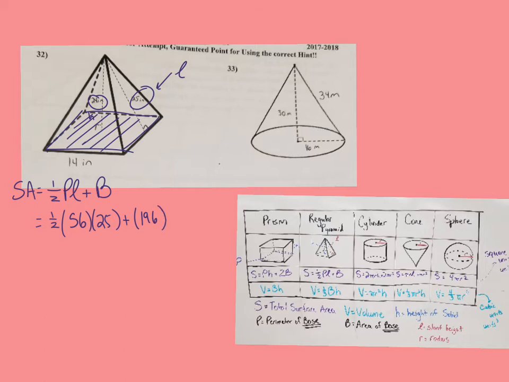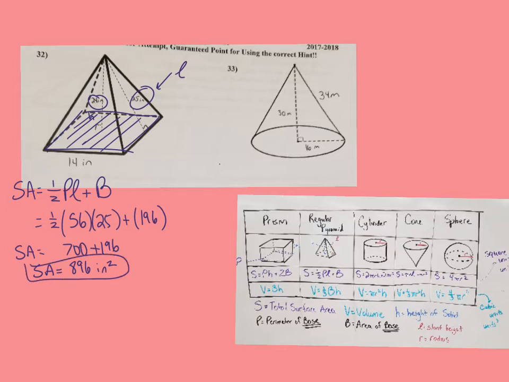All right. Now, I'm just going to put that in my calculator. So I'm going to end up with surface area is equal to 700 plus 196. So my surface area is going to be 896. Now remember, it is square inches. All right, that's surface area.